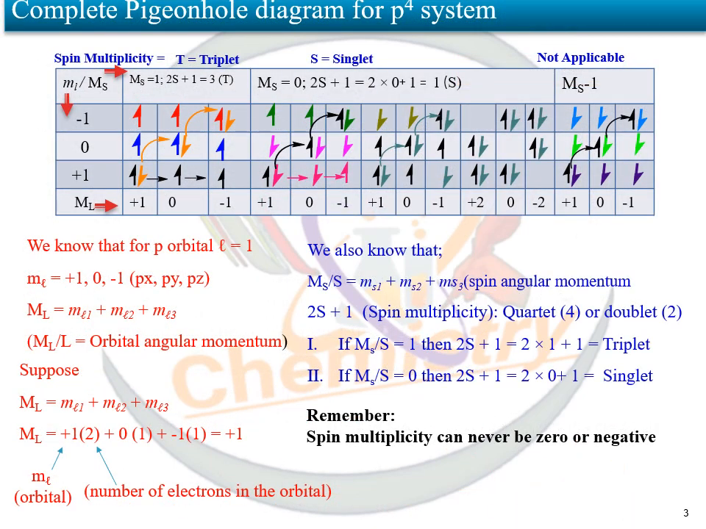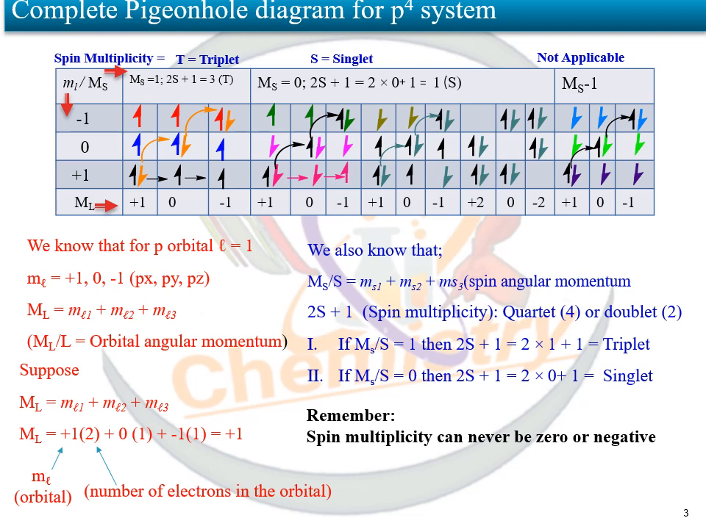Complete the pigeonhole diagram for the p4 system. You can just arrange these electrons, but keep in mind, place the paired electrons in the highest ml value. Now you can calculate the ml, as we know that ml is equal to +1, 0, -1. So the capital ML will be ml1 plus ml2 plus ml3. We just want to calculate it for this column.